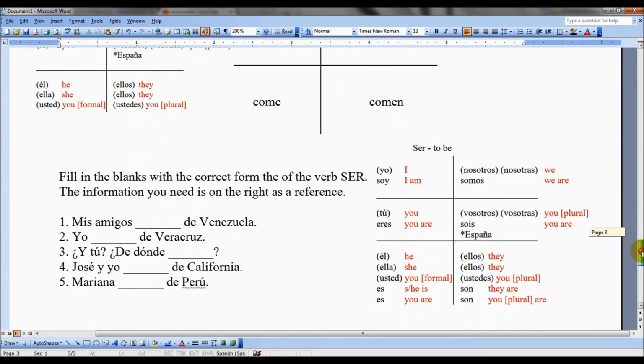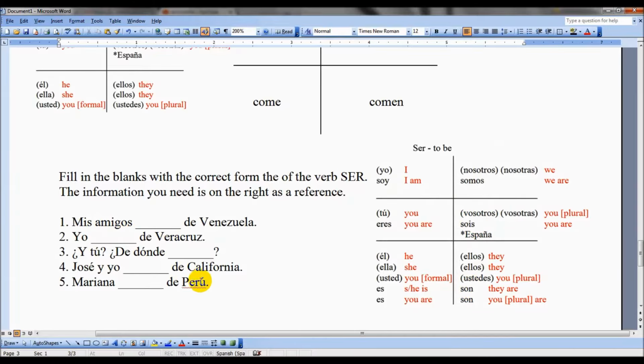What I've done for you here is I've made an activity. Ignore this comer now. We're moving on. And what I want you to do is fill in the blanks with the correct form of the verb ser. The information you need is on the right over here as a reference. So I've got different subjects, mis amigos, yo, tú, Jose y yo, and Mariana. And what I want you to do is put in either soy, eres, es, somos. I skipped sois, so there are not any sois in there. Or son, and put it into the blank.